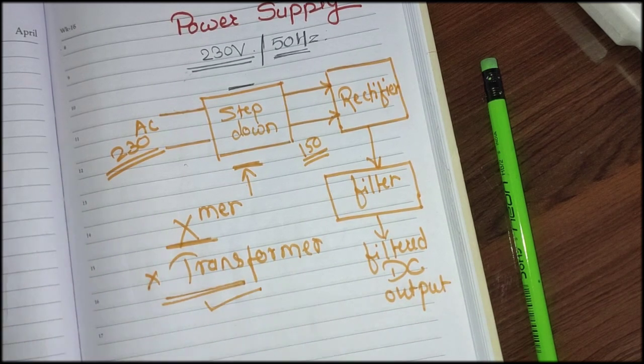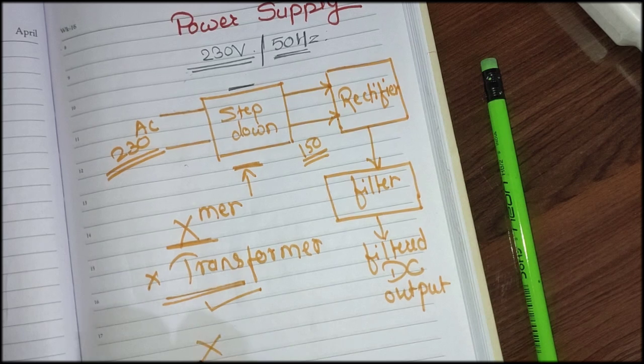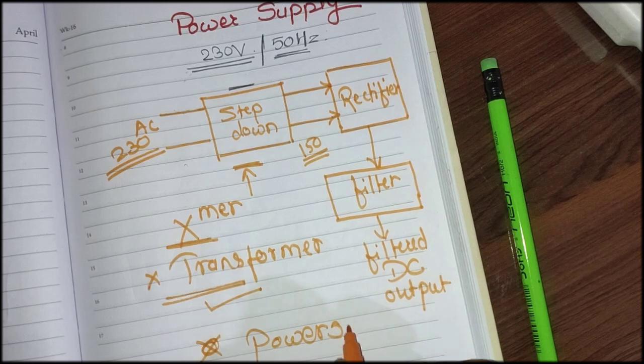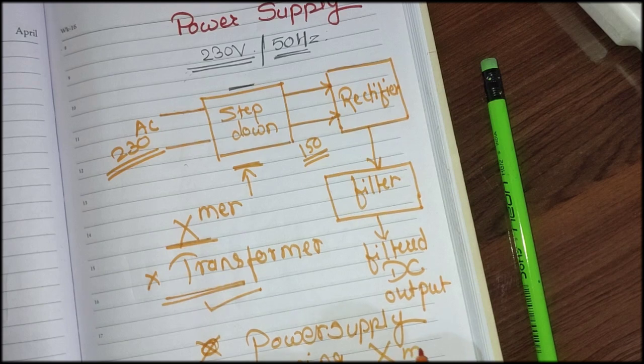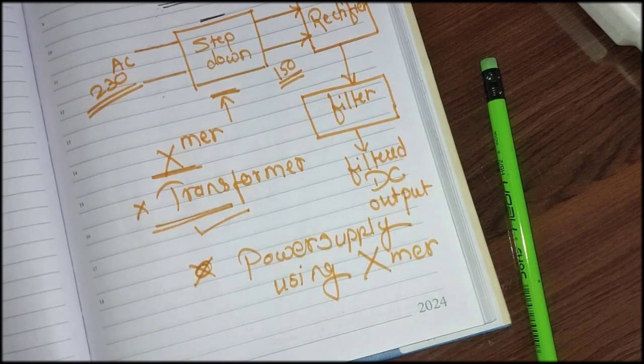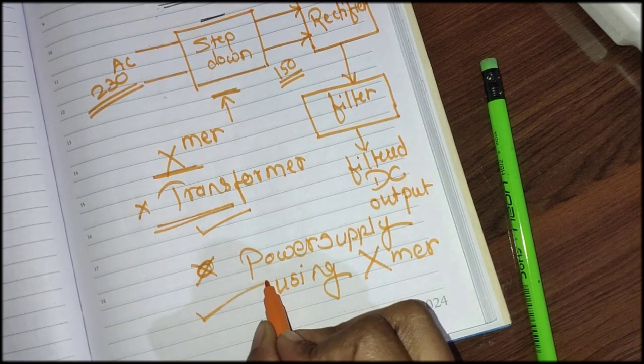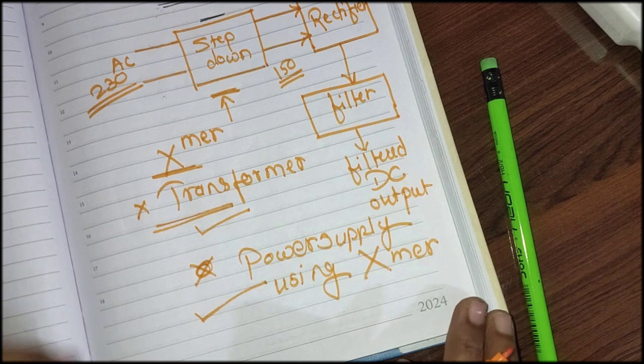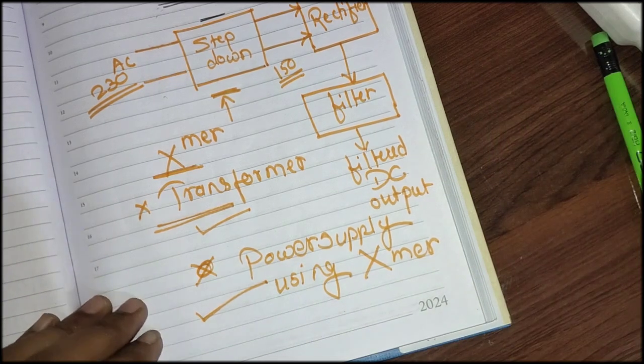So what we are doing is making a power supply which is transformerless. So now we will see the power supply using a transformer, and we will also see the power supply without using a transformer. Okay, so in this video we are going to see the transformer power supply. So let's start with that.